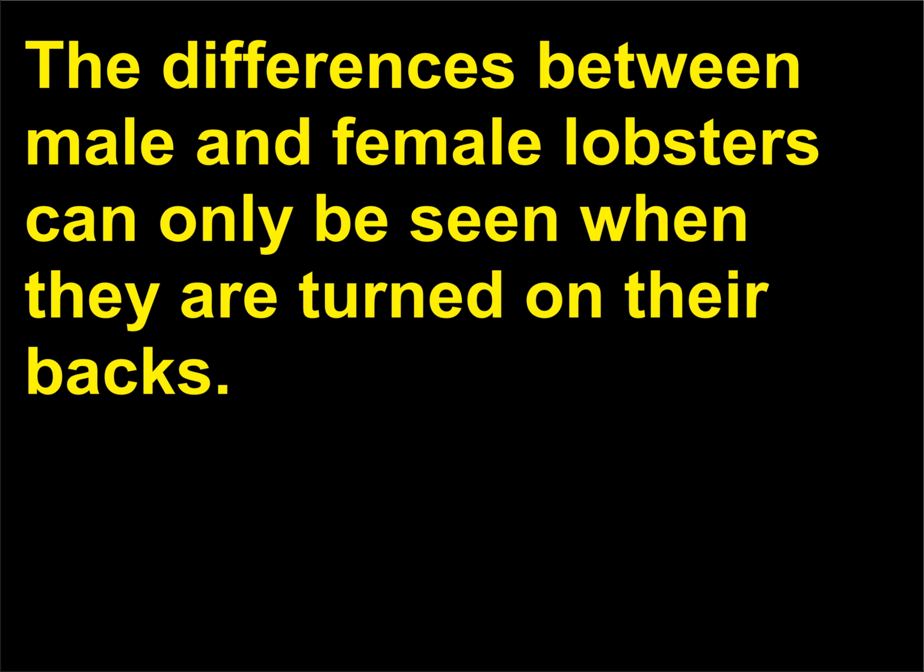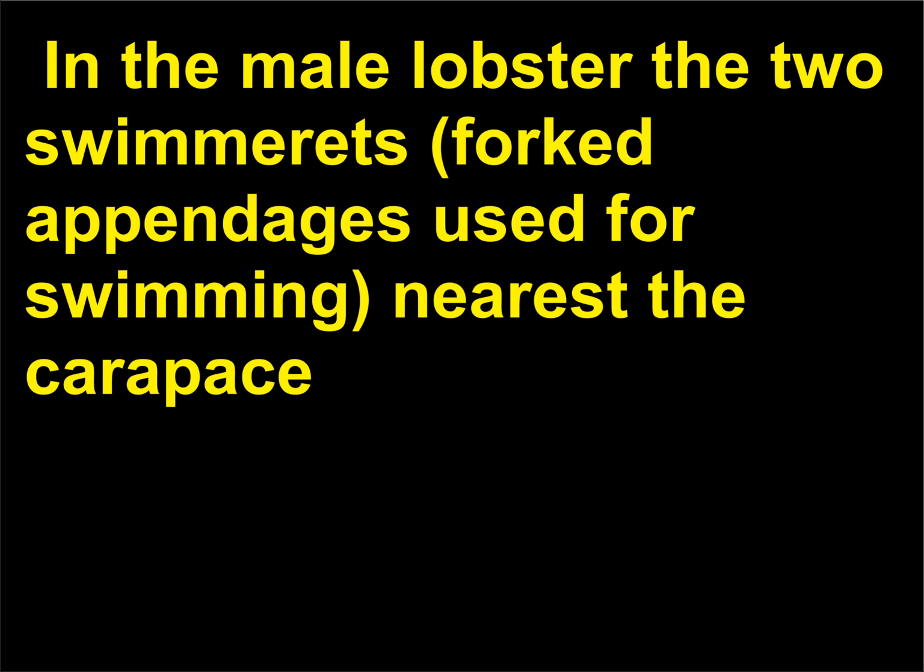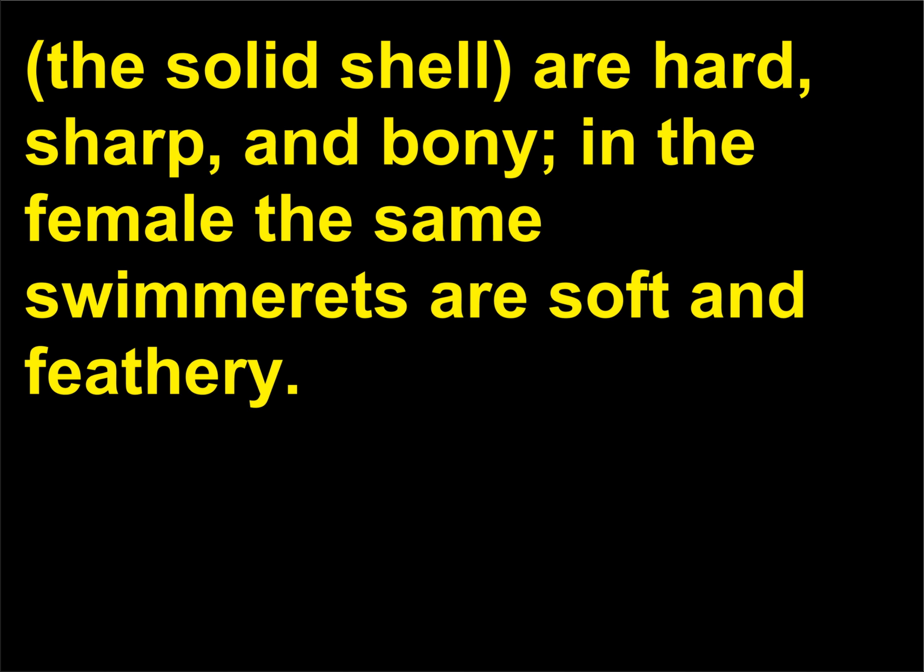How can you tell male and female lobsters apart? The differences between male and female lobsters can only be seen when they are turned on their backs. In the male lobster, the two swimmerets, forked appendages used for swimming, nearest the carapace, the solid shell, are hard, sharp, and bony. In the female, the same swimmerets are soft and feathery.